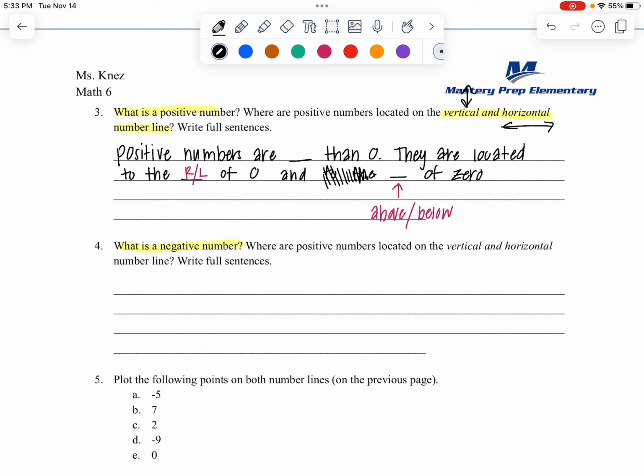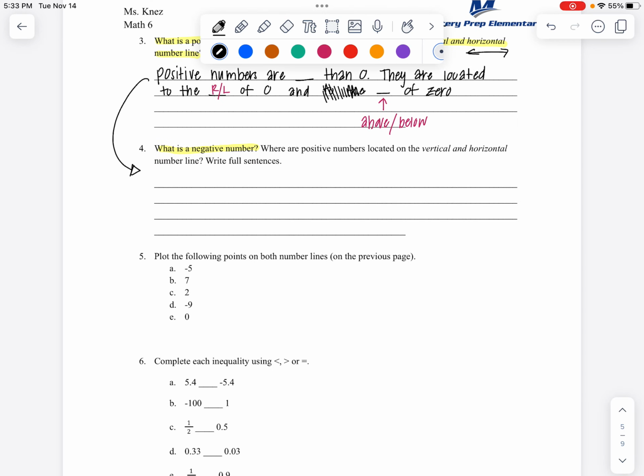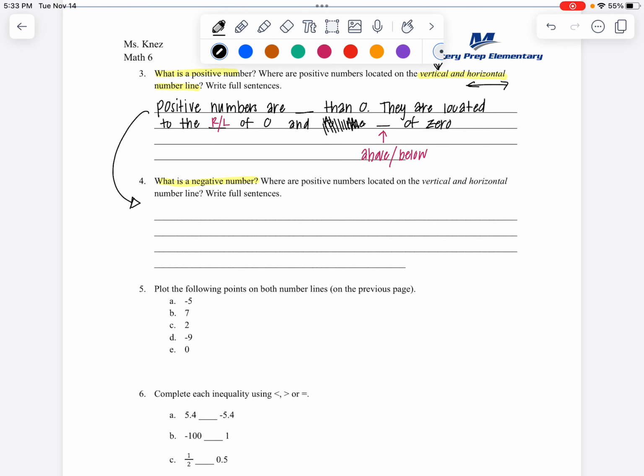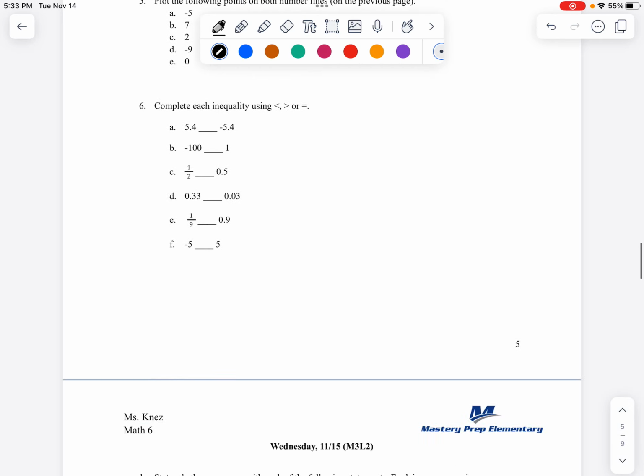You would do the same thing here for question 4. In question 5, all you need to do is plot the dots on the number line that you drew on the last page. So this homework should be pretty straightforward because you're really just taking the time to reflect on and summarize the notes we took in class. Let's take a look at Wednesday night.